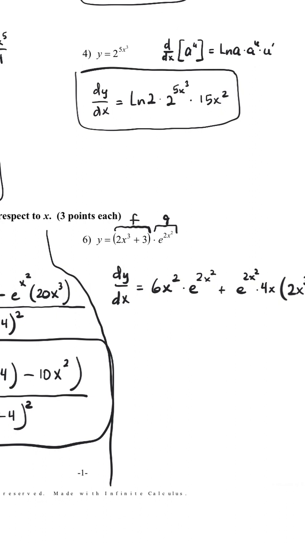Now again, common factors. We have a common factor of e to the power of 2x squared. And between 4x and 6x squared, we can factor out a 2x. So I'm going to factor out a 2x and then e to a power of 2x squared. From this side, that's going to leave a 3x. From this side, that's going to leave a 2, and then that term right there.